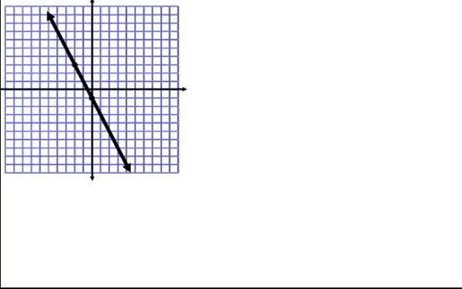So the first thing we're going to do is use the slope triangle to find the slope. So I'm going to go rise, run. My rise is up 4. My run this time is to the left, so it's negative 2. So rise over run. We know positive divided by negative is a negative. 4 divided by 2 is 2. So our slope is negative 2.